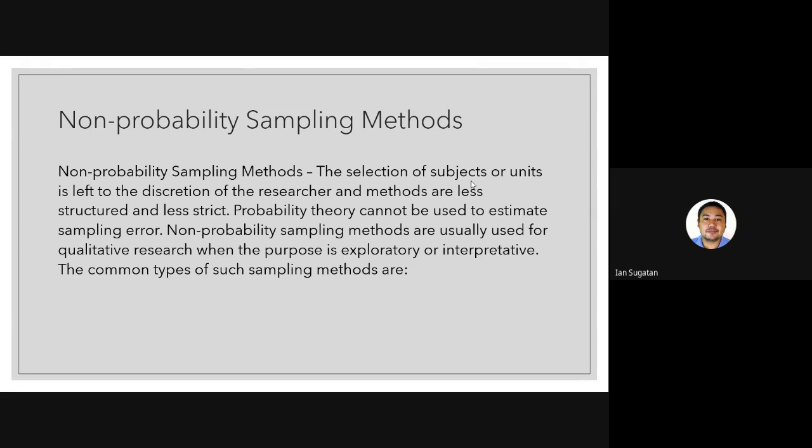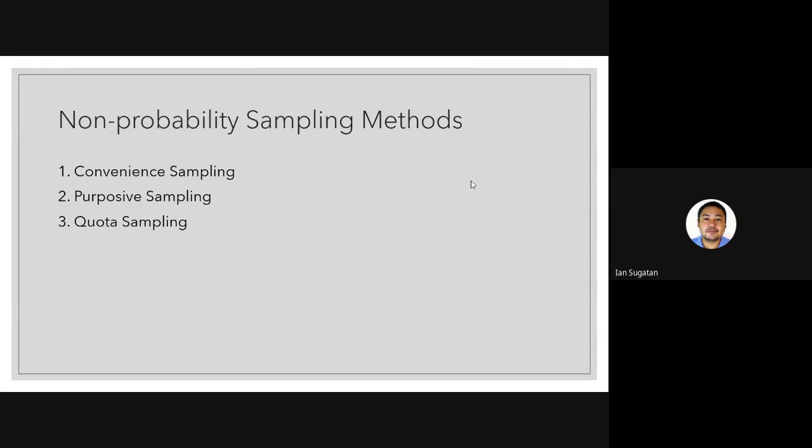So probability theory cannot be used to estimate the sampling error because non-probability sampling methods are usually used for qualitative research, and when the purpose is exploratory or interpretative. So the common types of such sampling methods are only three. We have the convenient sampling wherein it is whoever you can reach or whoever is available at that time. So that's convenient sampling.